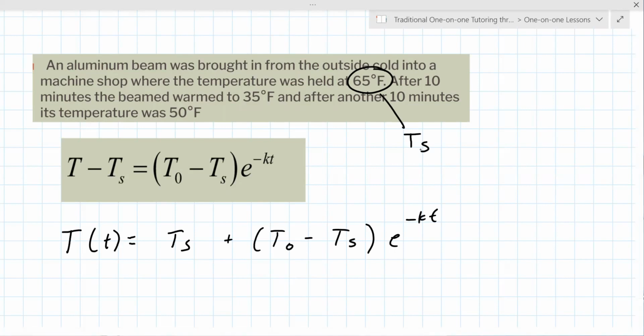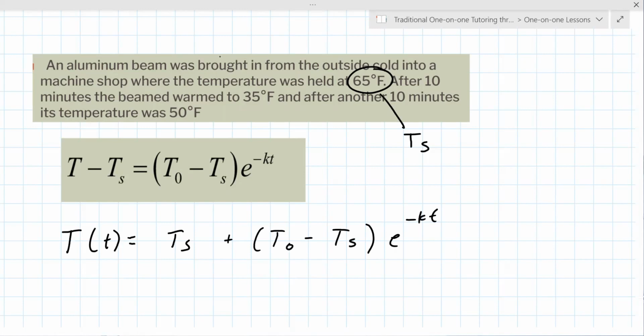You ever had a cup of coffee? It cools down to whatever the temperature is outside. Imagine you go to your freezer and you pull something out, it's cold, and then you set it on the counter. Eventually it will reach the temperature that the whole house is at. And that's what TS is. It's the ambient, what it'll eventually get to.